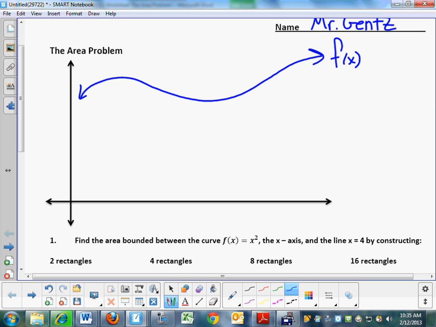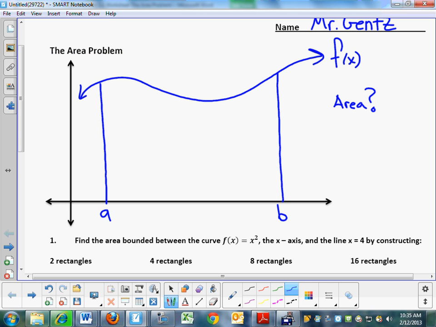Suppose we have a function f of x. And suppose that we bound that function, okay? Suppose that we bound that function from a to b. The question is, what is the area? And Newton was able to put this in calculus form for us to all understand.